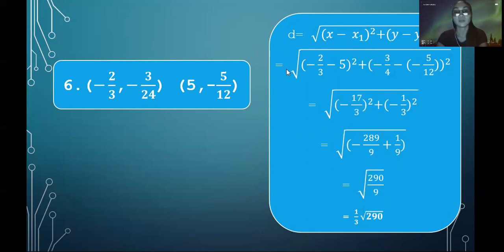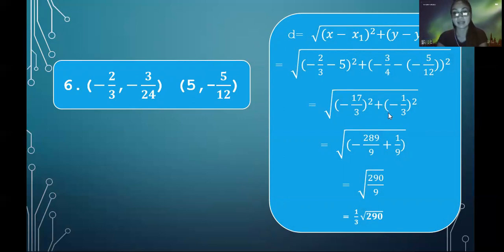So substitute the values, it will become the square root of negative 2/3 minus 5 squared plus negative 3/4 minus negative 5 over. Sorry for the typo. It is 24, I think. Then negative 5/12 squared.